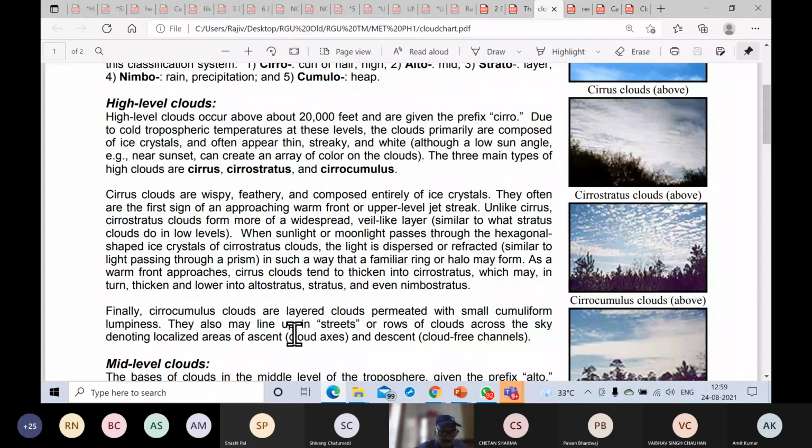But when we talk of the warm front approaching, that is a sign. When it actually approaches or hits the place, these cirrus clouds tend to thicken into cirrostratus. From cirrus, it becomes cirrostratus if the warm front is actually physically present.